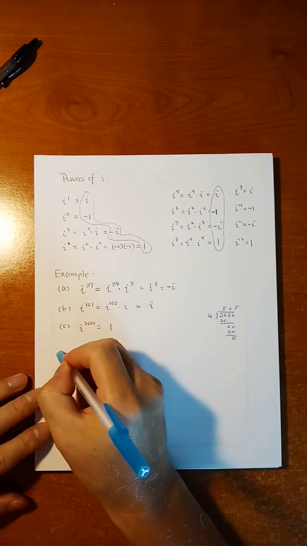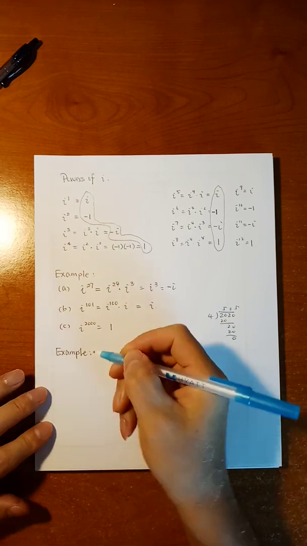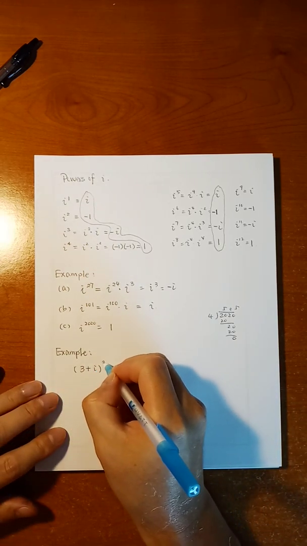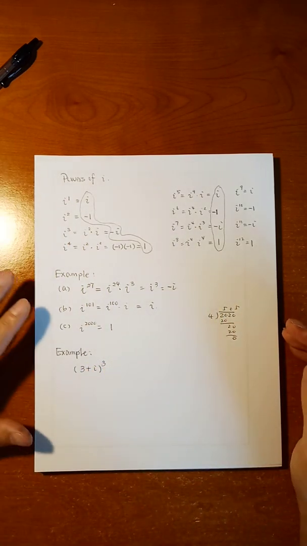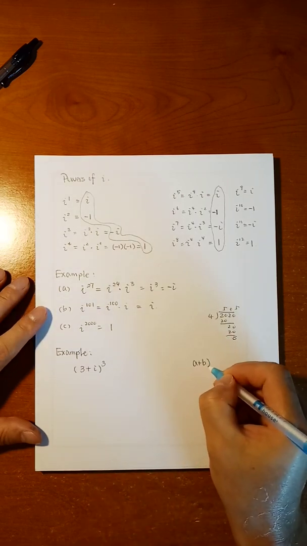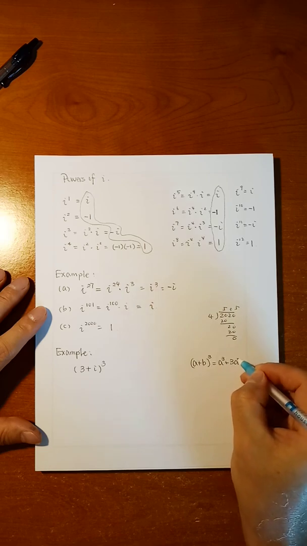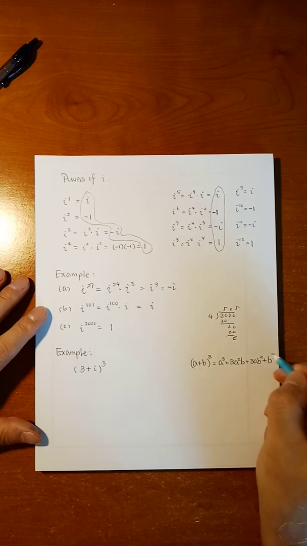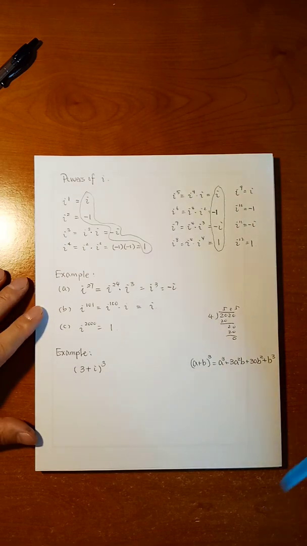Okay, next. If we want to simplify (3 plus i) cubed, we want to write this in the standard form. And for this type of thing, (a plus b) cubed, it is a cubed plus 3a squared b plus 3ab squared plus b cubed. This is a useful formula.